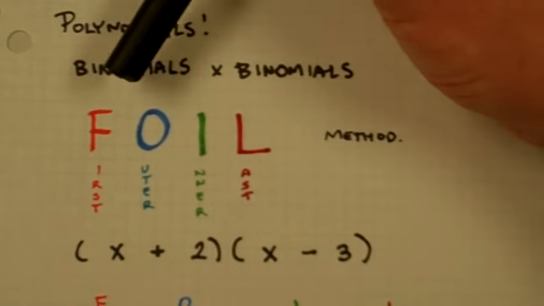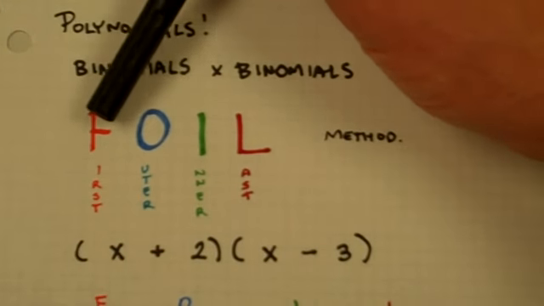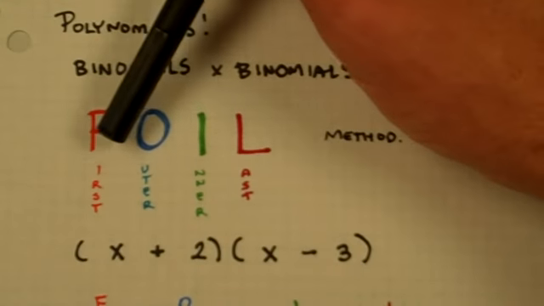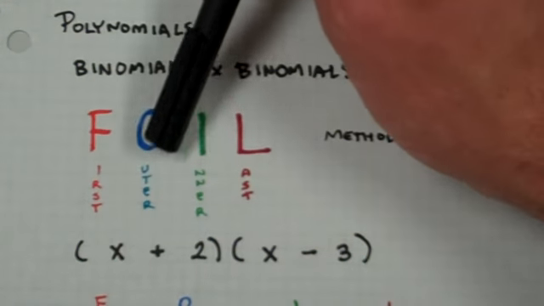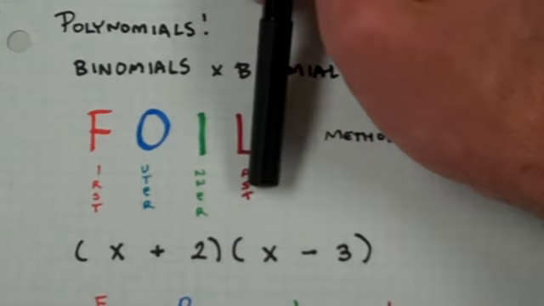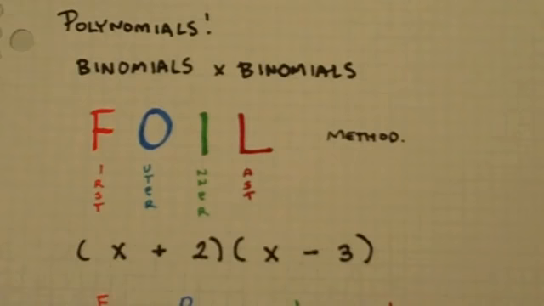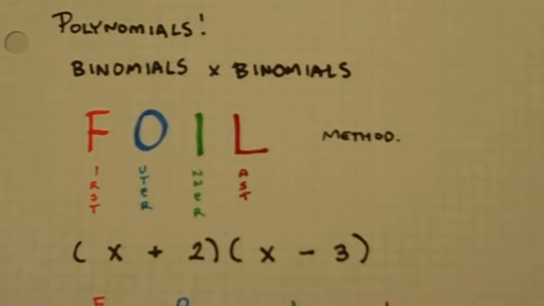So the FOIL method, it's steps. That's all it is. It tells you what order to multiply things. You're going to multiply the first terms, the outer terms, the inner terms, and then the last terms. Then we clean everything up and we're done. So that's all the FOIL method means. It's just an order in which to multiply.